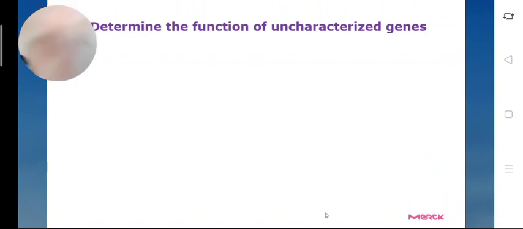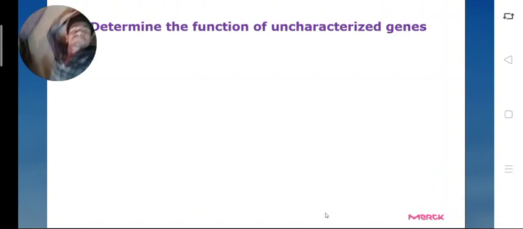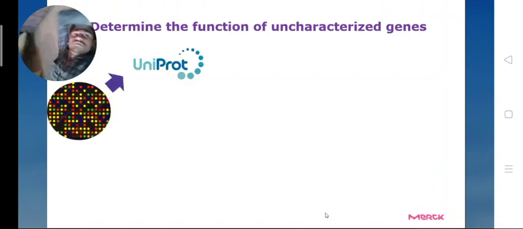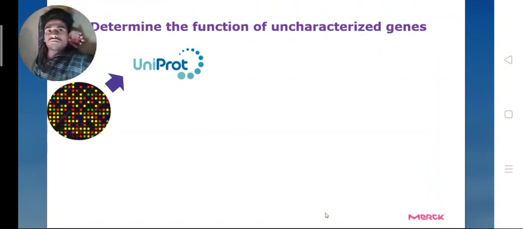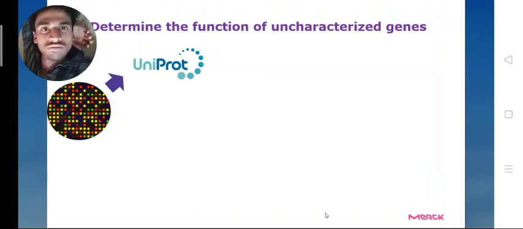Suppose there are 100 genes which are overexpressed in cancer as compared to normal, right? So you can always go to UniProt. UniProt is the protein repository where information on all the proteins is compiled, right? All the well-characterized gene information is there, that this gene codes for this protein and this is the function of this protein. You come to know from UniProt.